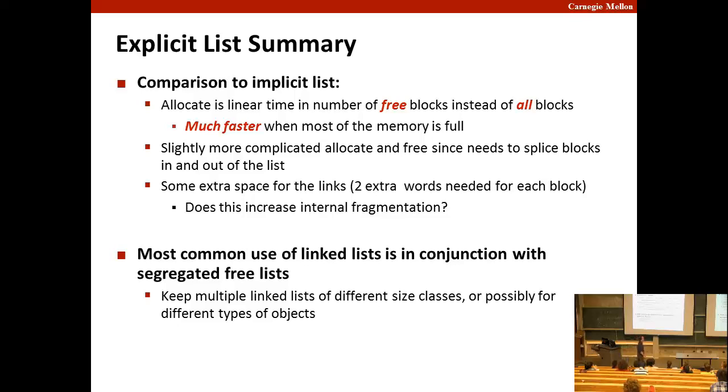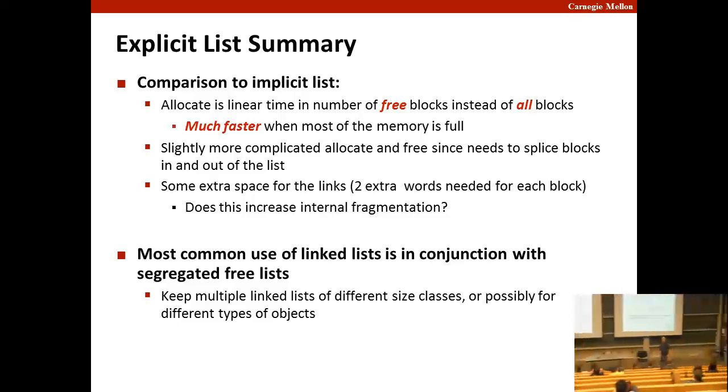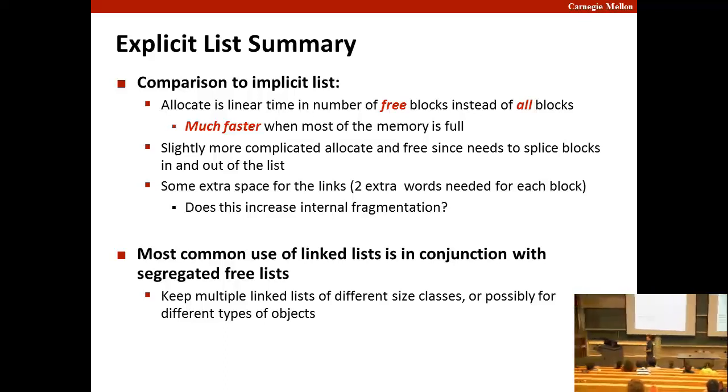So, comparison between explicit lists and implicit lists. Allocate is linear in the number of free blocks instead of all blocks. Why is that? Well, allocate is when I call malloc. That's when I'm searching for a block that I can use. Now, in the worst case, I have to walk through all the blocks that are free in memory, not all the blocks in memory. I don't have to walk through the ones that are not free. Okay? So this is much faster as memory starts to become full, right?